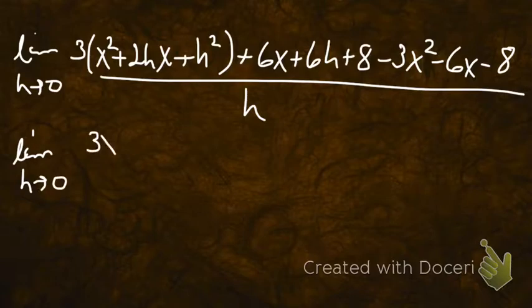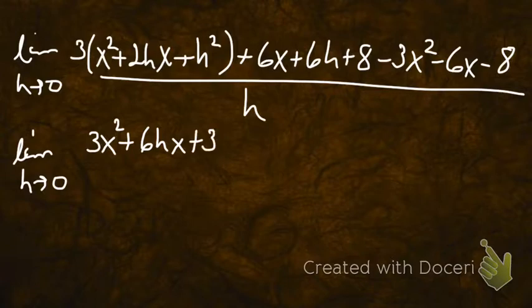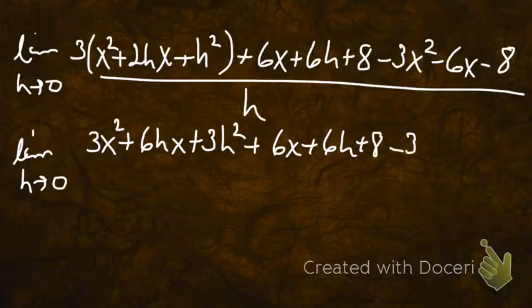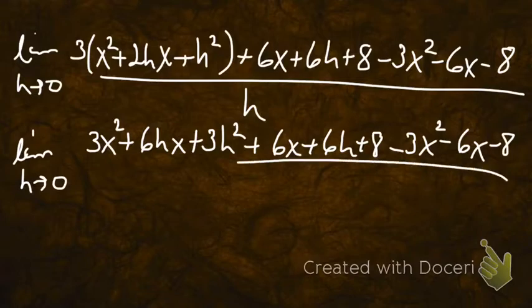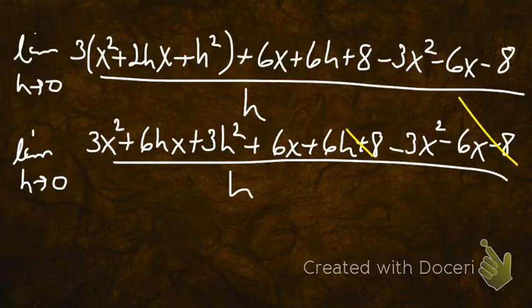We've got triple x squared, 6hx, 3h squared, and a lot of stuff. Let's see if we can cancel any opposites. Go looking. Yeah, those 8s, they could go. Something else, look at those 6x's. They're opposites. 3x squared. Let them go.